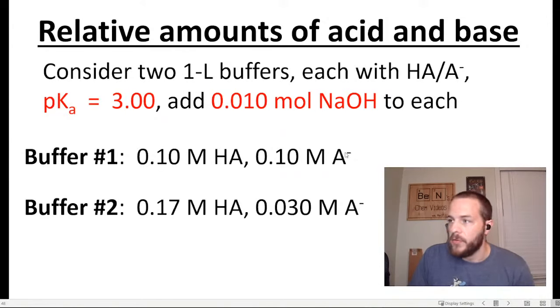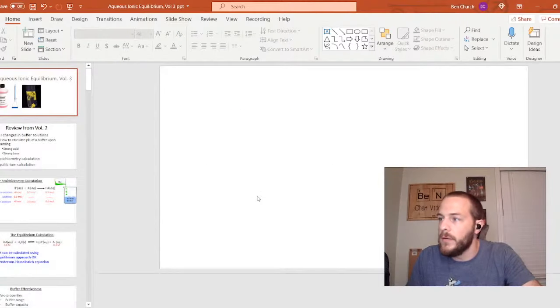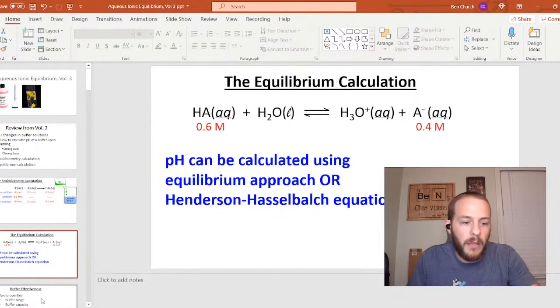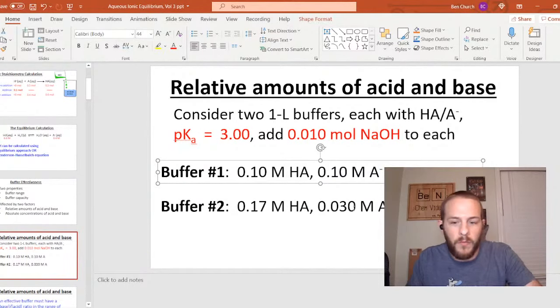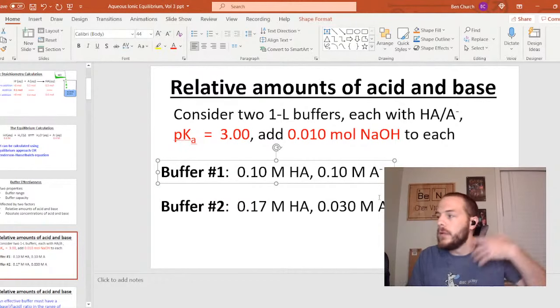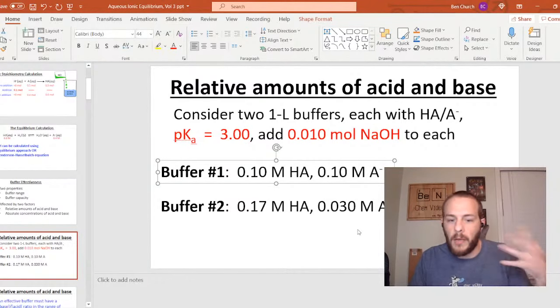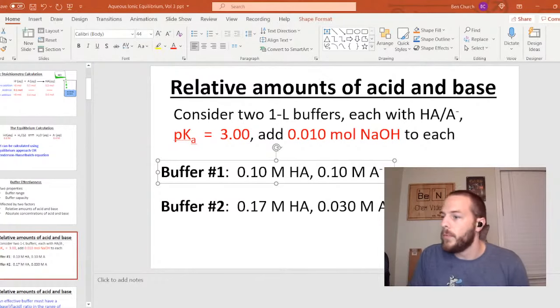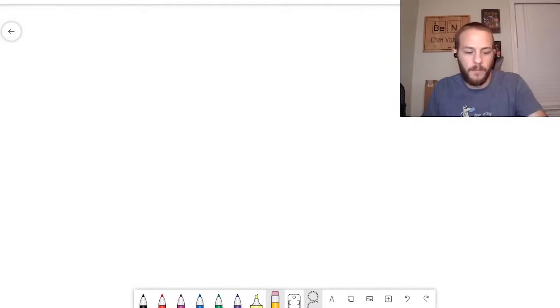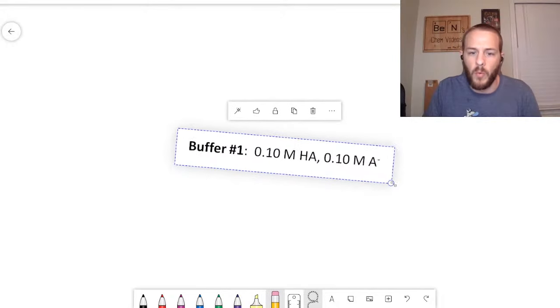each of these buffers. So what I'm going to do is copy this information down for buffer number 1. Then I'm going to paste that into the whiteboard, and we're going to calculate percent change in pH upon adding 0.01 moles of sodium hydroxide. So let's take us to the whiteboard. Okay, so there we are. I'm going to paste the information about buffer number 1.